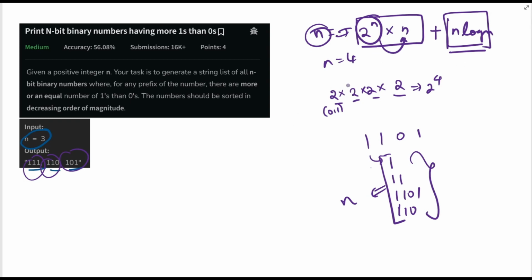But can we do better than this? That is the question. Let's try this out and solve this.